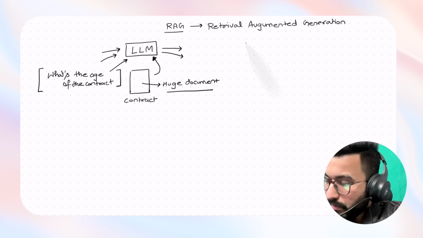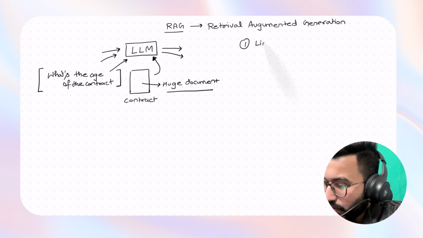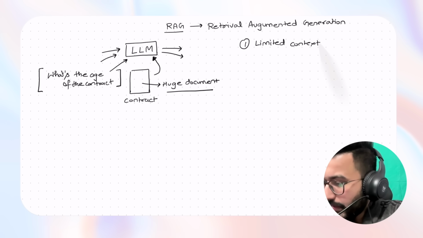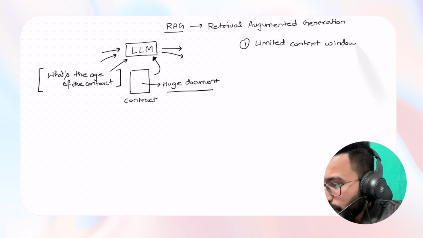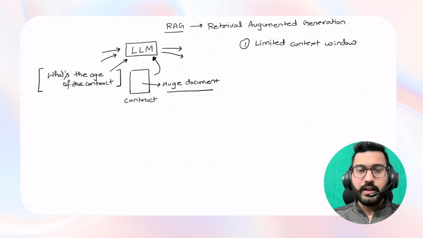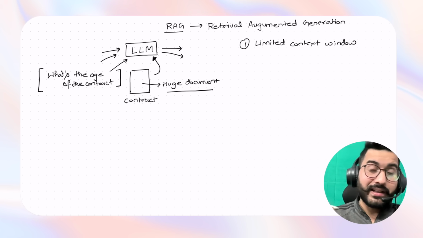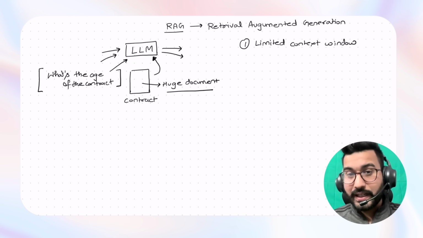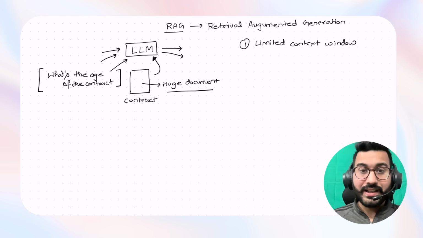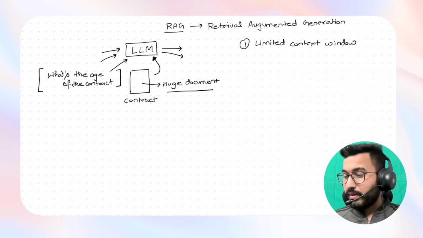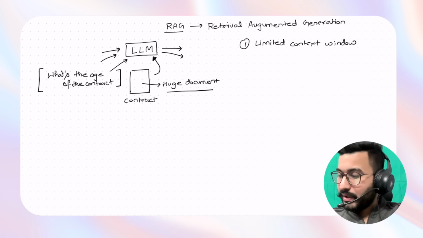So the number one problem is that there is a limited context window, which makes it difficult to upload huge documents. I can upload a document with, let's say, 10 pages, but what if I have an entire book? What if I have a book of 400 pages? Can I upload that in ChatGPT? Can I upload that in Gemini? Possibly not, right? So one problem is that it has a limited context window.